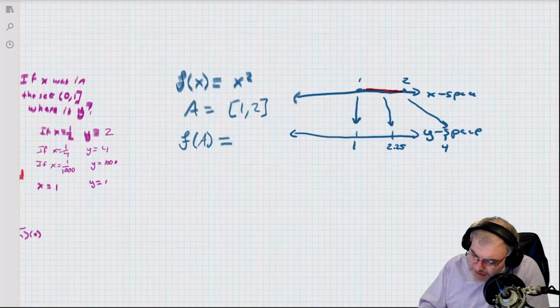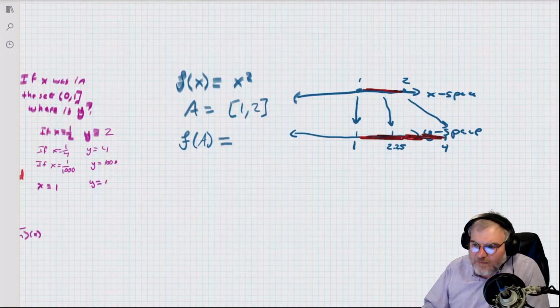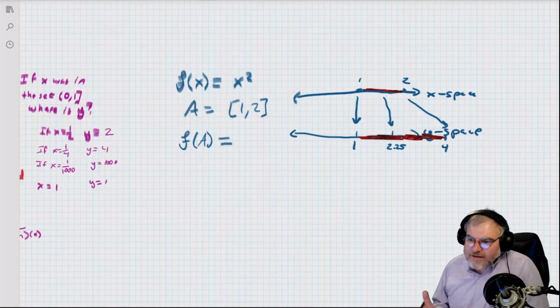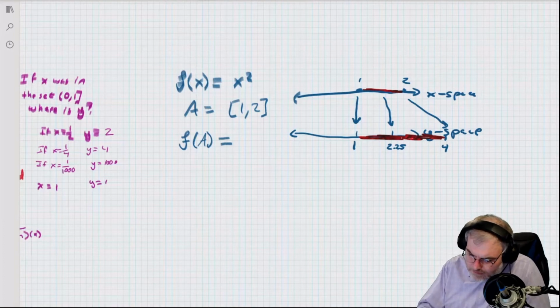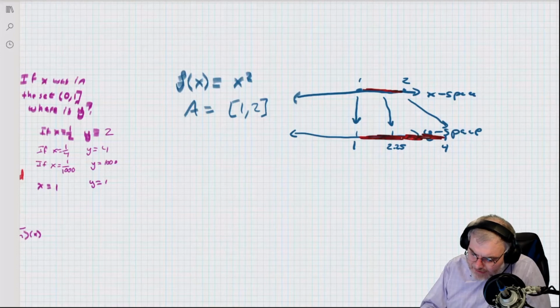So that means what's going on here is I'm going to sweep out this as my image. Everything between 1 and 4, including the endpoints, is going to be hit. Right? Those are all of the y's I'm going to reach. So that means here that f of A equals 1, 4.